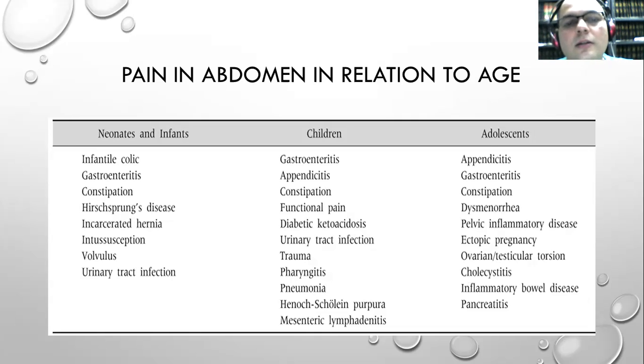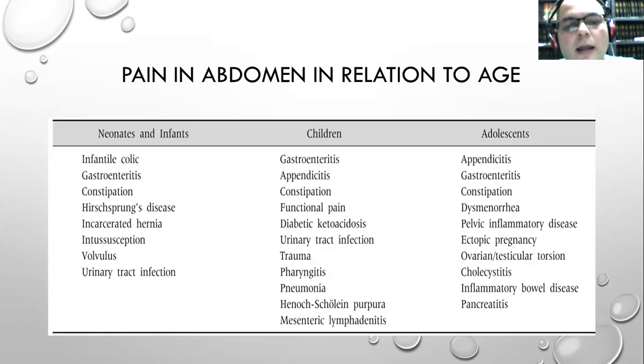In younger children, we will have pain in abdomen with gastroenteritis, appendicitis. Appendicitis is also common in neonates and infants. The other common thing in neonates and infants will be diverticulitis. In older children, we have again constipation, which is most of the time functional constipation. Then these younger children will have a functional or psychogenic pain, more common. In diabetic ketoacidosis and urinary tract infection, we have got pain in abdomen. Trauma is common in these children.